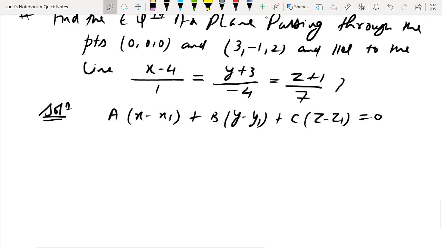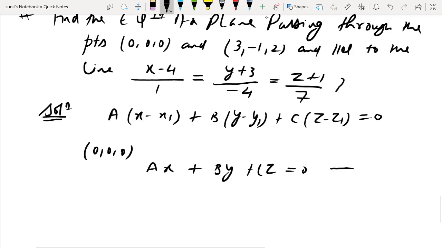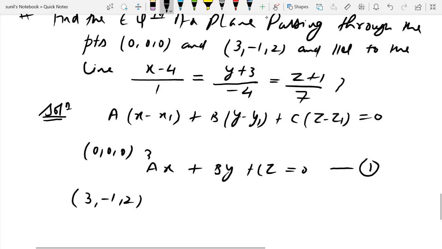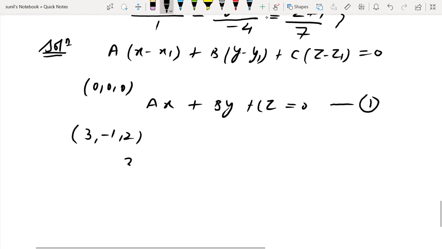Now in this case the plane is passing through the origin, that is 0, 0, 0. Now let us substitute it. That is turning out to be ax plus by plus cz is equal to 0. Let it be 1. But the same plane is passing through this point also, 3, minus 1 and 2. Substitute it. You are going to get 3a minus b plus 2c is equal to 0.